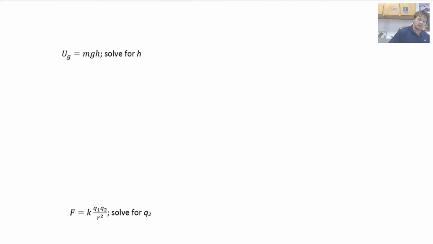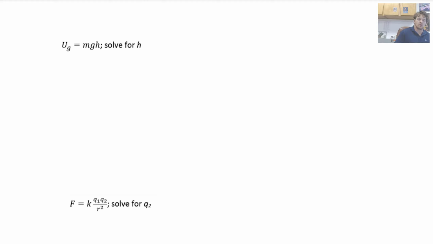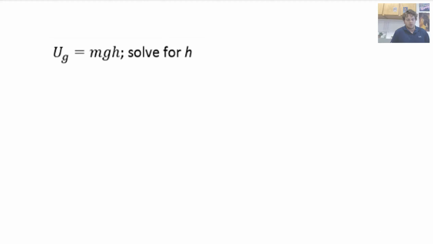So that's for the kind of plug and chug stuff, and really it's working on getting units. Now this is a big deal for AP Physics 1 and just general problem solving. We want to solve for a specific variable. So no numbers, no anything, just get the variable alone. And so for this one we want to solve for h. So right now I have u sub g equals mgh. And I want to get that h alone.